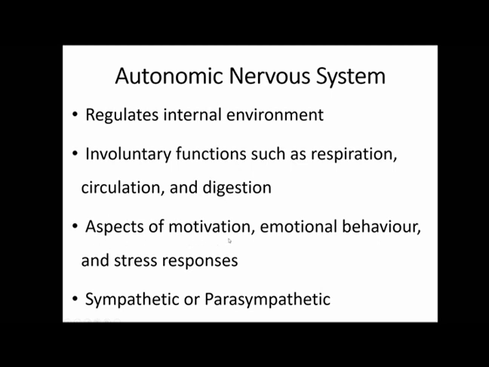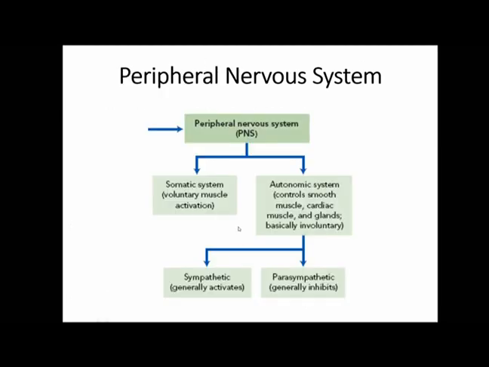So this is going to involve aspects of motivation, our emotional behavior, and specifically our stress responses. So we'll talk a lot about stress responses in just a minute. And as we saw on our breakdown of the different parts of our nervous system, our autonomic nervous system has two major components, the sympathetic nervous system and the parasympathetic nervous system. And we can see these here.